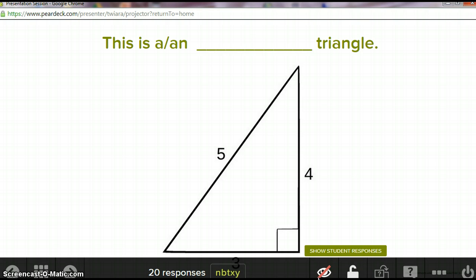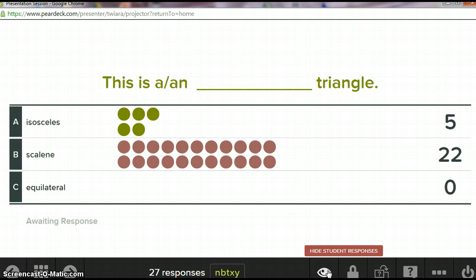Okay, got 19. I'm waiting on my 27th. Let's see where all of you are at with this. I'm going to lock it. And now let's look and see how you responded. Okay, 5 of you chose isosceles, 22 chose scalene, and nobody chose equilateral. Well, I'm thankful for that, because it is not equilateral. Most of you chose scalene, and you were correct.